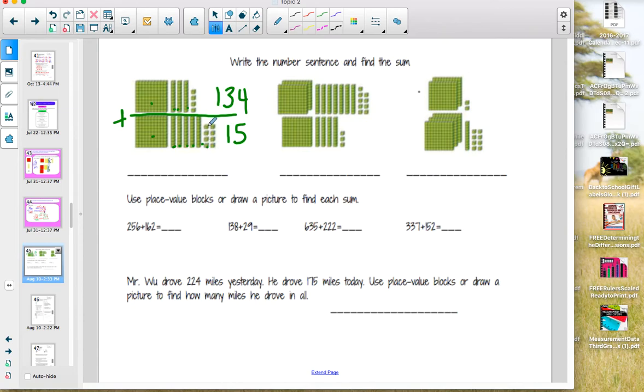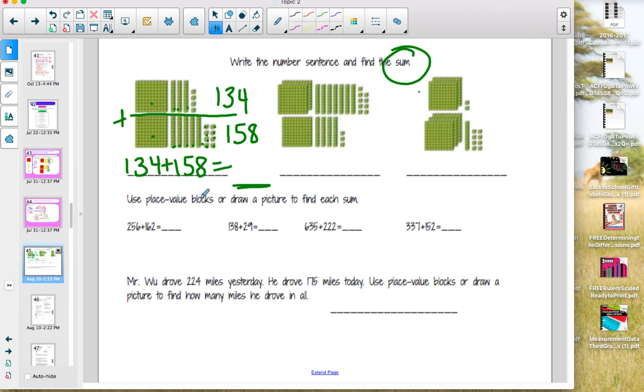1. Oh, by the way, I don't like this down here because they don't stack them up. I always stack mine up into groups of 5 like a 10 frame. 1, 2, 3, 4, 5, 6, 7, 8. 8 ones. So then I know my equation is going to be 134 plus 158. It says to find the sum, so don't forget to put the answer down. Don't just leave it blank, okay?